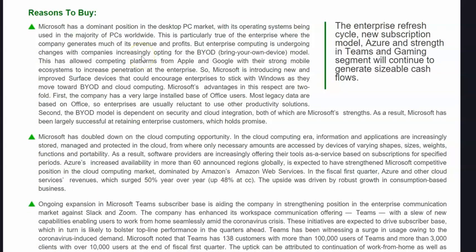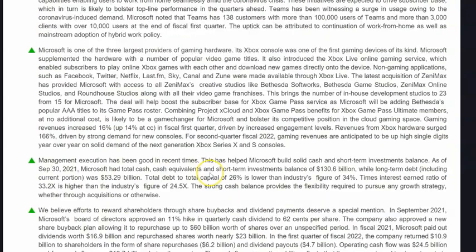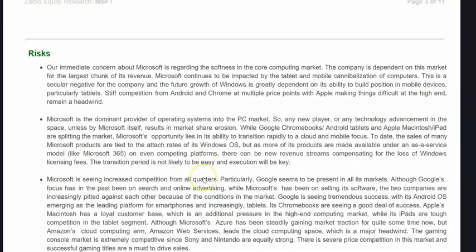I always read these. Dominant in software, cloud computing, strengthening position in their subscriber base, gaming, software, management excellent, and they have rewarded their shareholders. The risks: competition. Google is a big competitor, but anybody that develops software could cut into their market share. The increased mobile phone and tablet use may cut into their market share as well.